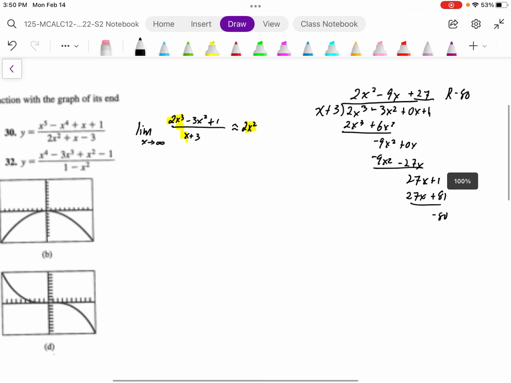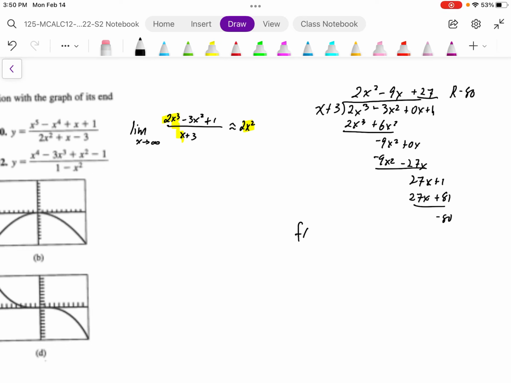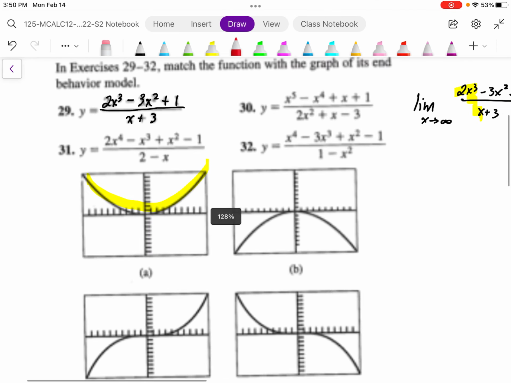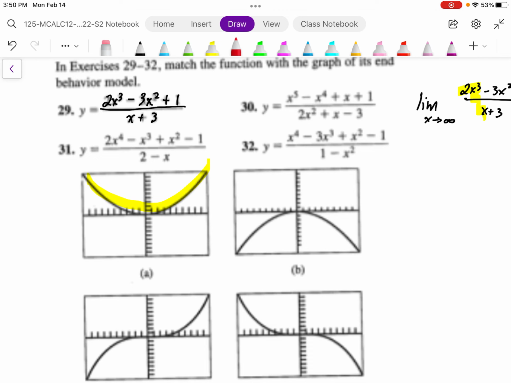And in my division statement, it's going to look like this. My f of x, equivalently speaking, is going to be 2x squared minus 9x plus 27 plus my remainder of negative 80 over my divisor of x plus 3. The limit of this function, well, this piece is going to tend towards 0. So we can basically ignore that. And then as x gets really large, it's going to behave like this 2x squared minus 9x plus 27 parabola, which is going to match A. So for 29, we're going to match A.